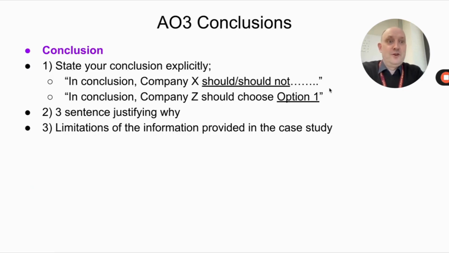So in conclusion, before we actually get to it, this is how I'm going to recommend doing it. We're going to state the conclusion, 3 sentences justifying why, and then limitations of the information provided. And I'm going to go through each of these on one slide. Just a quick note about the limitations of the information provided. You don't actually have to do that in the conclusion. You can do that throughout the essay, but I think it works well in the conclusion.